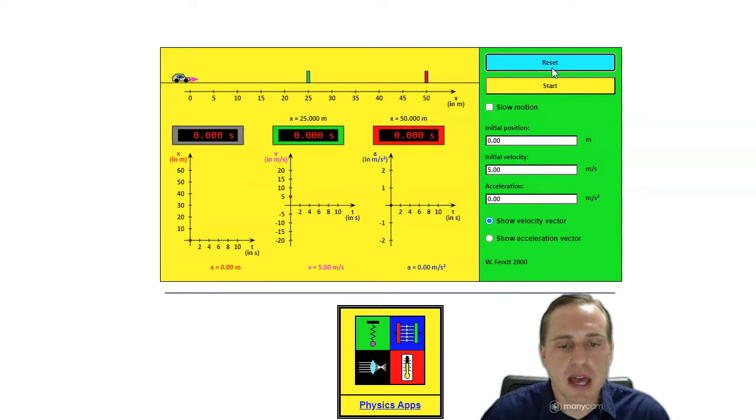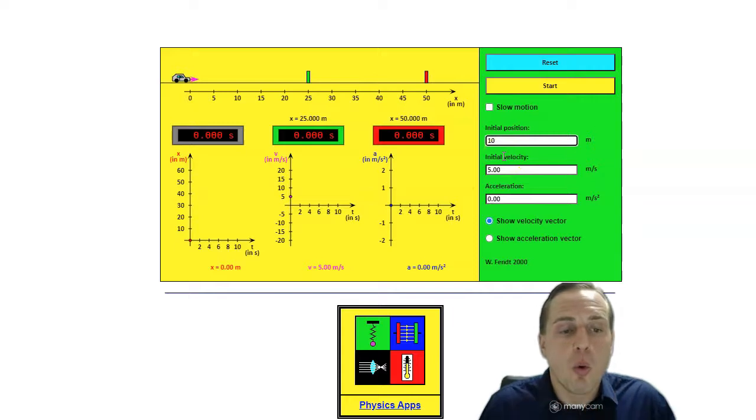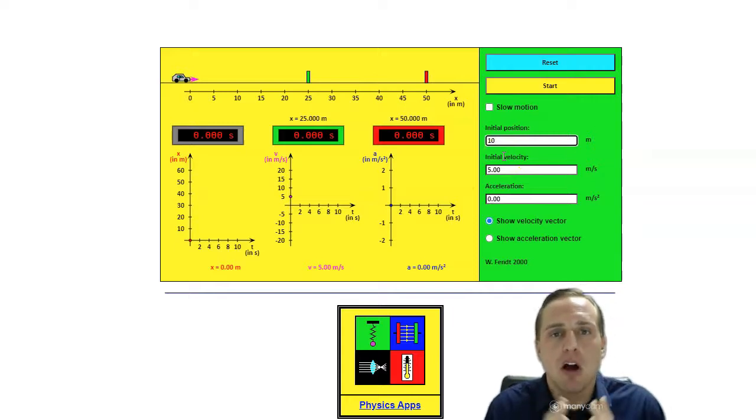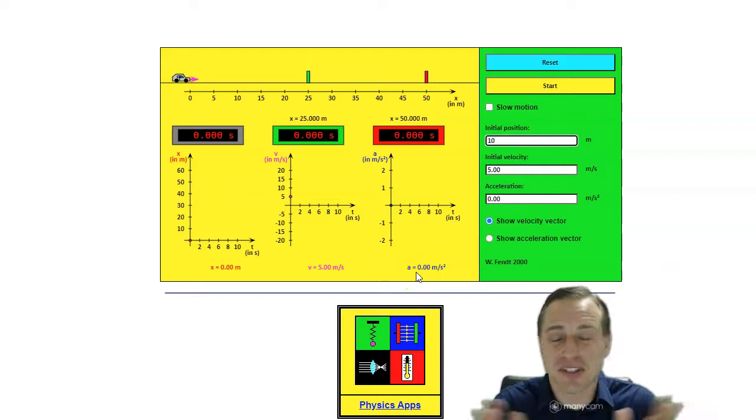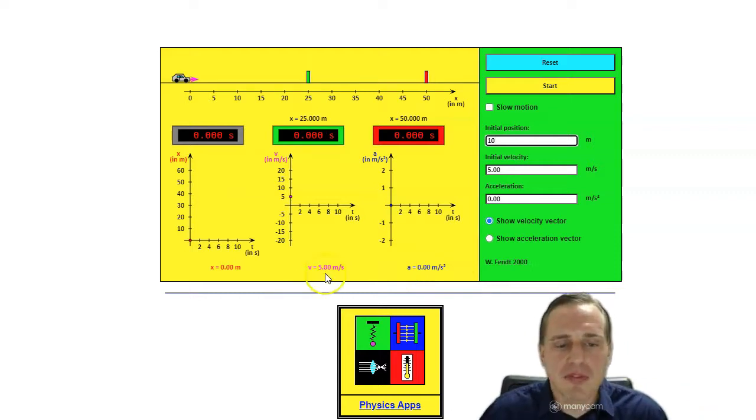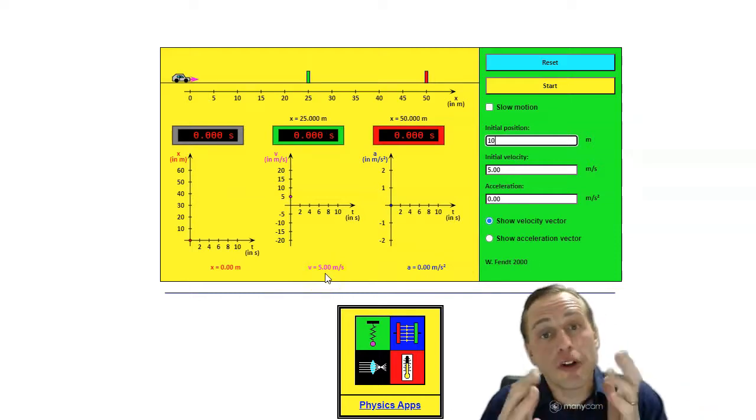Let us reset, and now let's make one change. Let's give the car an initial position of 10 meters. Now before I hit enter, what do you expect to be different about these graphs and about the motion? Well, hopefully you know the acceleration should be the same, because I don't think it's going to accelerate at all. How about the velocity? Well, it should also remain the same.